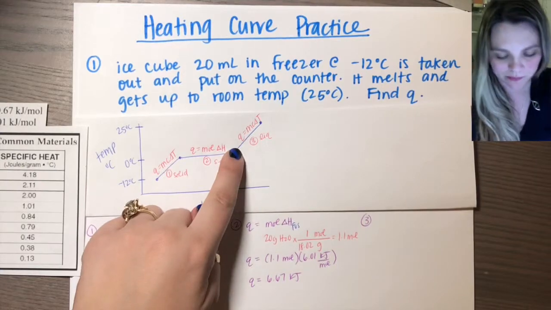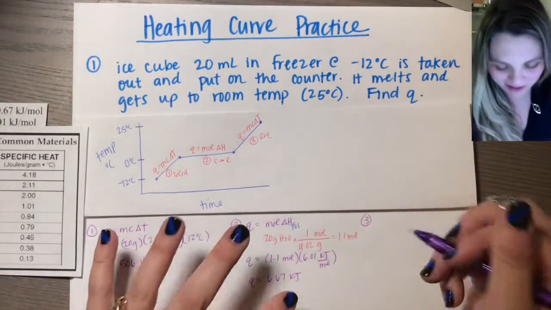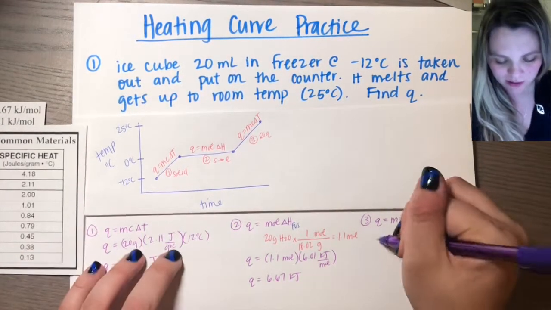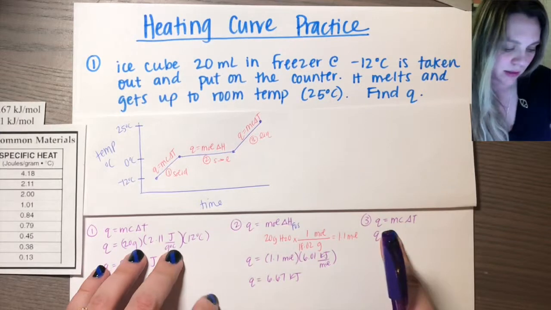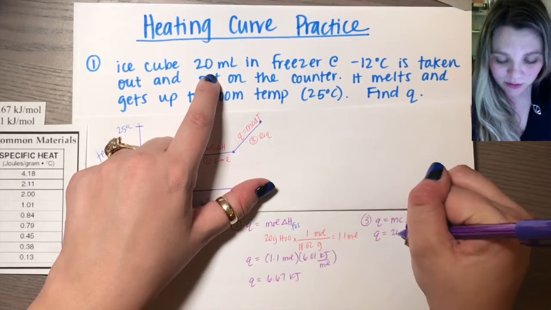All right. Last but not least is this part of step 3, right? Heating up the liquid. This is the easiest part because this is the part that we've all done before, okay? So Q equals mCΔT for liquid water. Q equals m, your mass. Should still be 20 mL, so it should still be 20 grams.